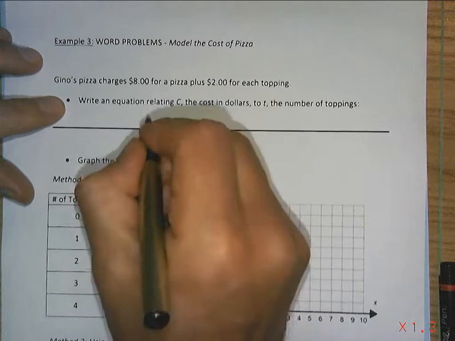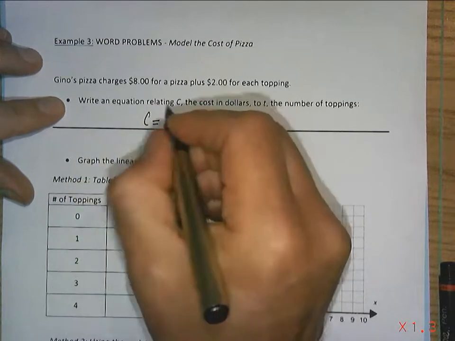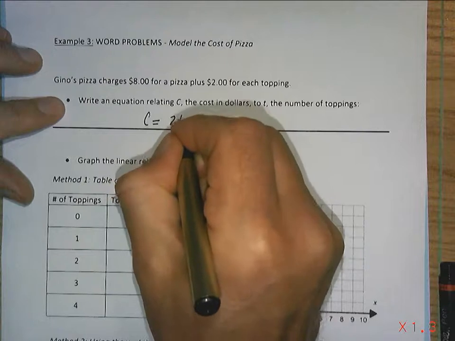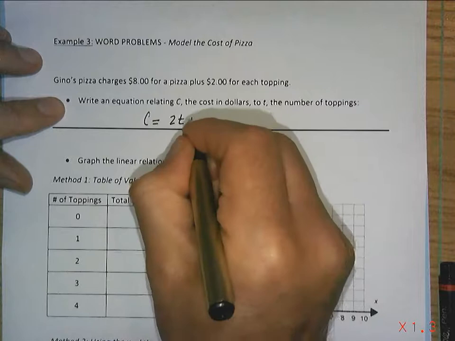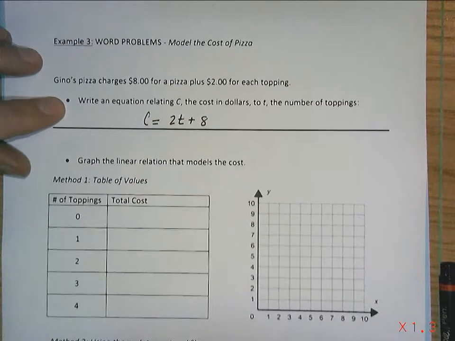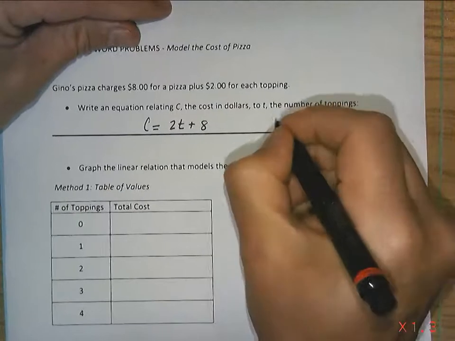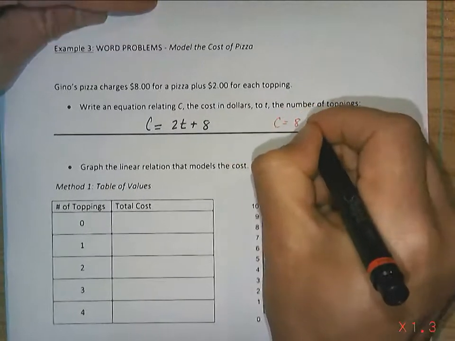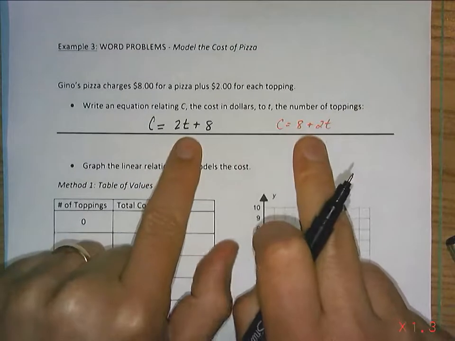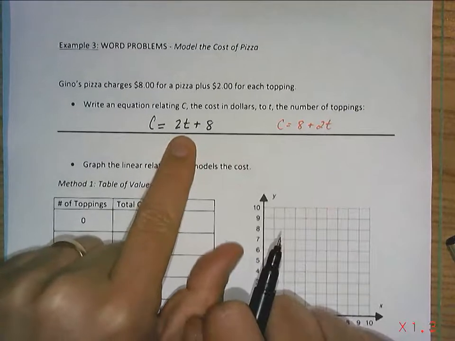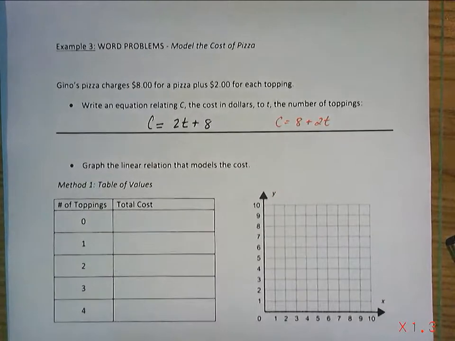So your cost is going to equal $2 for each topping, 2 times T, so that's the number of toppings, plus $8 for the pizza. Now, many people would have started off writing this like cost equals $8 for the pizza plus 2 times topping. And I don't see a difference between these two. The only difference is this is set up in y equals mx plus b form, isn't it? This one, just have to rearrange things a little bit.